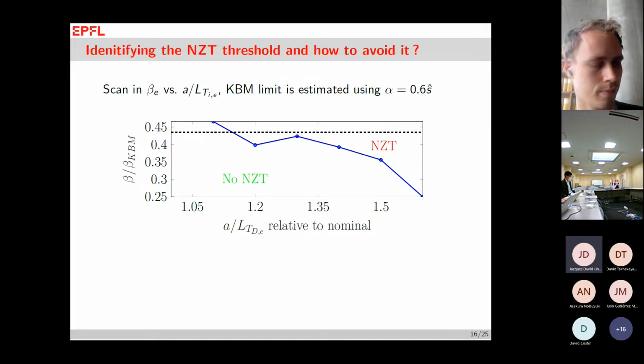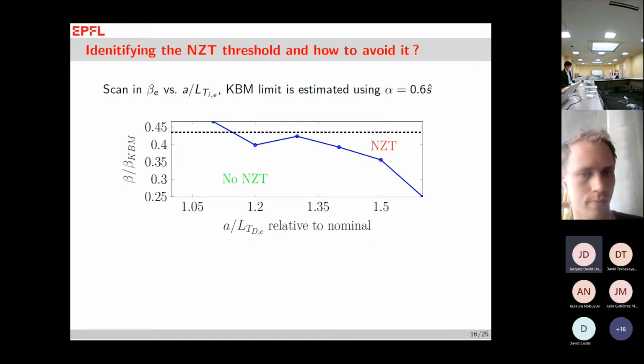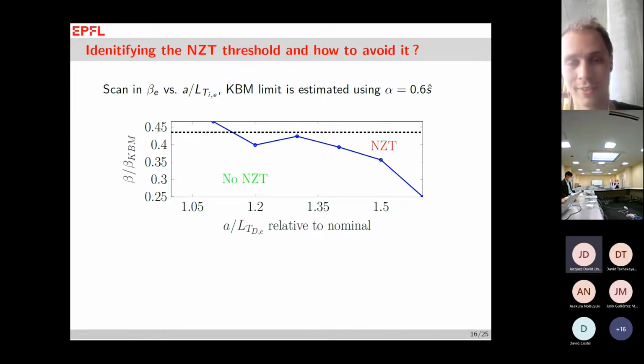In this case, the beta value is relatively high, so probably the Shafranov shift or something may change. Yeah, that is true. Indeed.